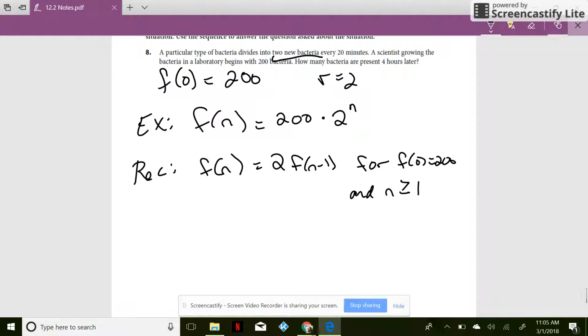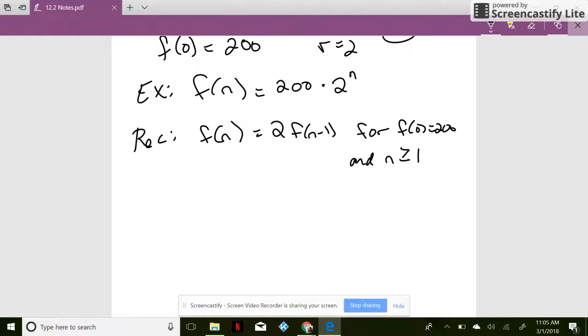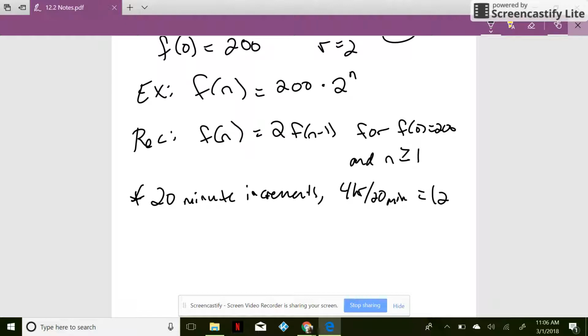Well, these are changing in 20-minute increments, and we're thinking about what's happening 4 hours later. So this is happening in 20-minute increments. And so 4 hours divided by 20 minutes means we're looking at when n is 12.